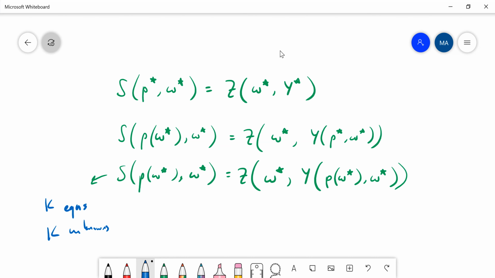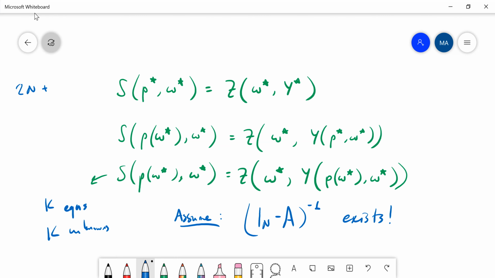The condition I need is that this inverse exists. Okay, so I assume that this inverse matrix exists. Okay? So then I express my system. So I reduce the dimension of the system from 2n plus k to k.